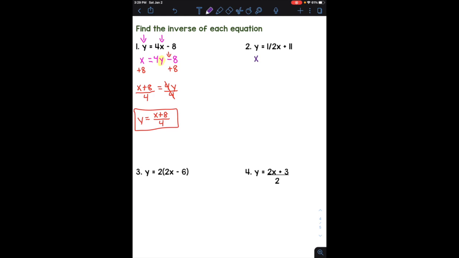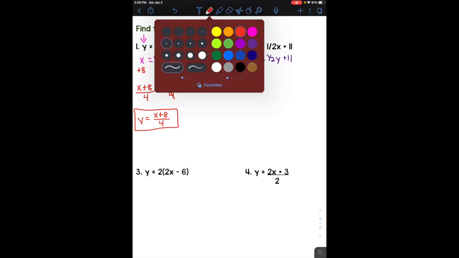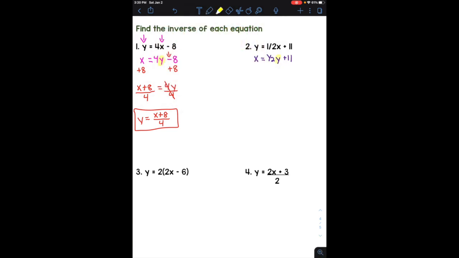Again, first step, switch x and y. Second step is to solve for y again. So I want to isolate or make y be all alone on one side of the equation. So I somehow have to get rid of the 1/2 and the 11. Steps to solving, you always first look for something to add or subtract. Since 11 is being added to the 1/2 y, we're going to do the opposite and subtract to get x minus 11 equals 1/2 y.